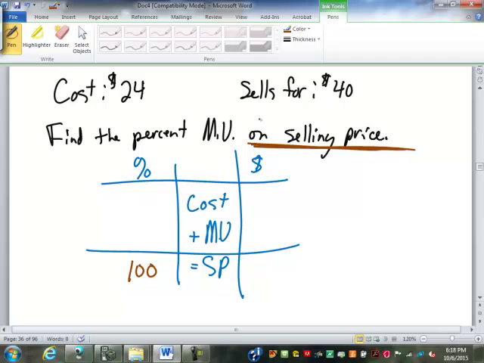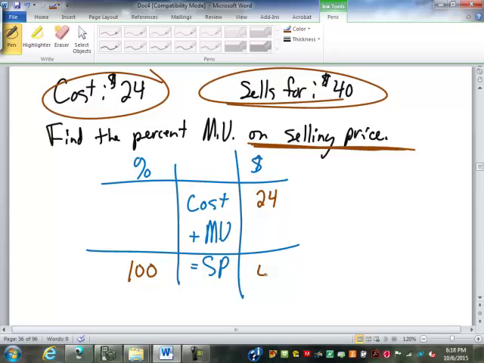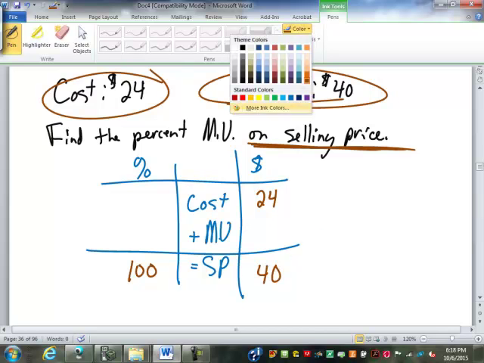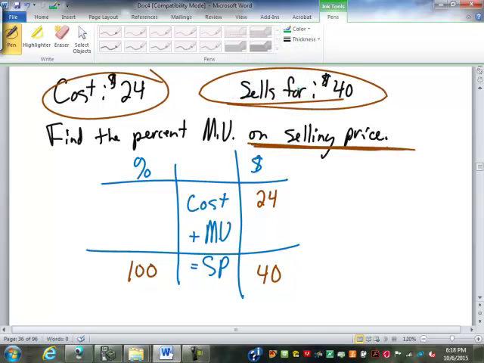Again, we're not given any other percents, so we're over to the dollars. Cost of $24. Selling price is 40. So the markup is how much? 40 minus 24 is $16. There we go. Let's check. 24 plus 16 is 40. That has to add up.